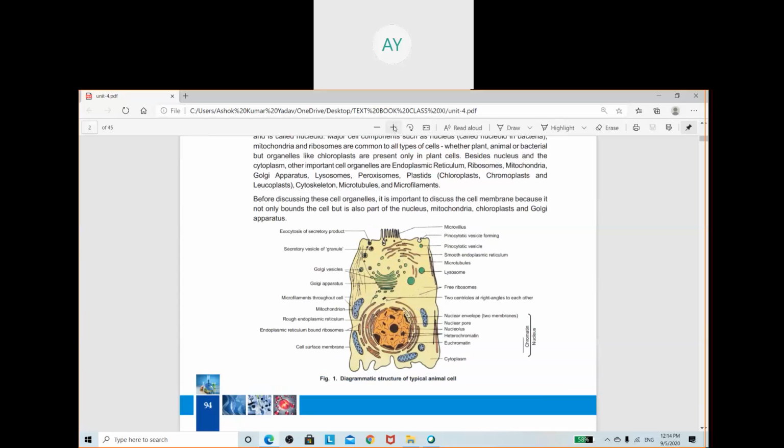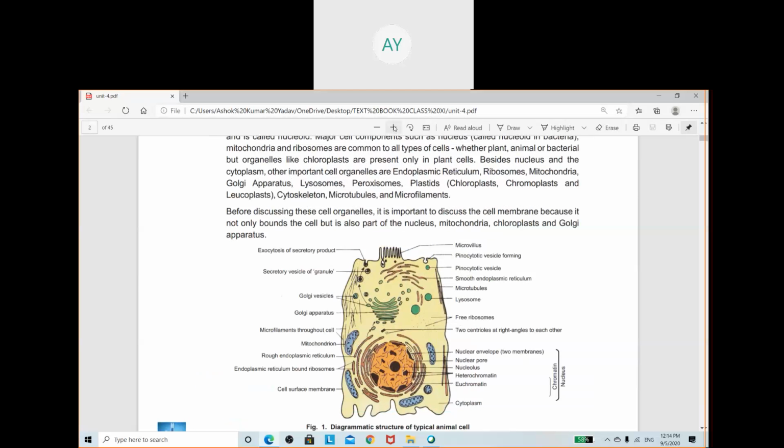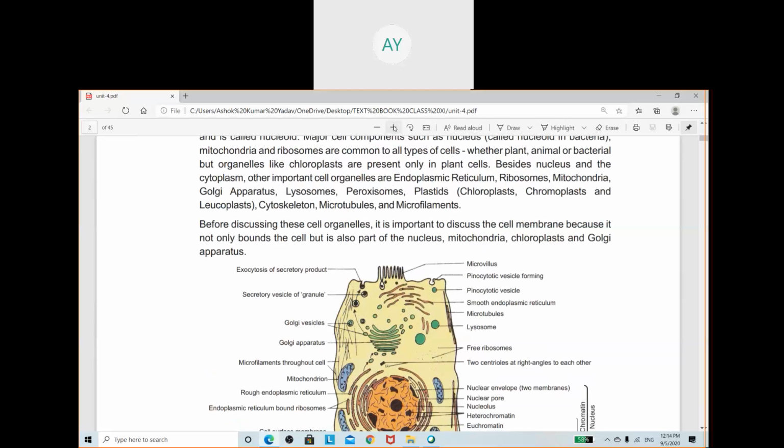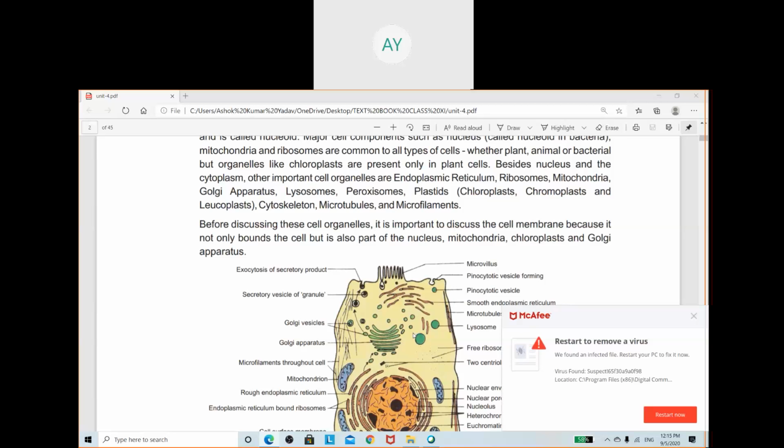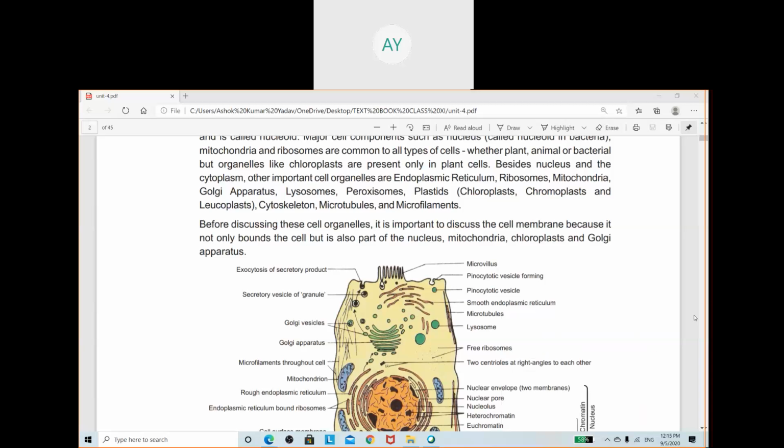If you remove all the cell organelles, whatever liquid remains without the cell organelles is known as haloplasm, HALOPLASM. So the difference between cytoplasm and haloplasm is this: the liquid that contains all the cell organelles along with protein, hormones, and all the nutrients is cytoplasm. If we remove all the cell organelles, then it is known as haloplasm.